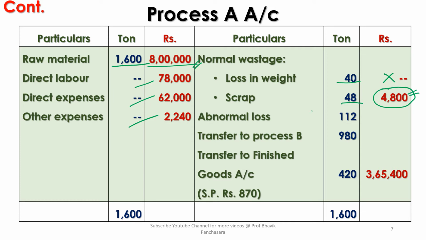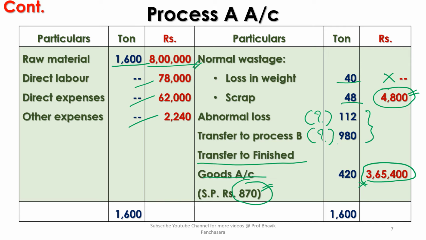After that, for abnormal loss and the material transferred to process B, we have to show at cost price, and that cost per ton we have to calculate. The material that we have transferred to finished goods, we will show at the selling price, and the selling price is given for the first process A. Selling price is 870. So, 420 into 870, we will receive this amount, 3,65,400.